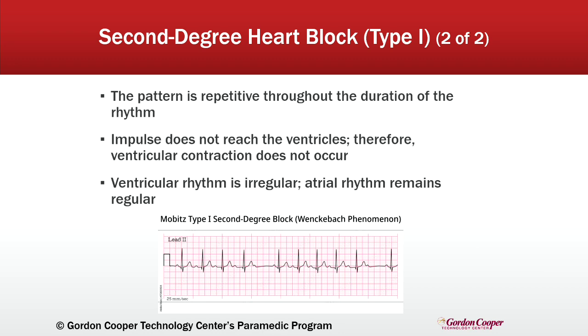Because that impulse is blocked before it can get to the ventricles, the ventricular rhythm becomes irregular, while the atrial rhythm typically remains regular. So the atria keep firing away normally, but the ventricles don't always respond, leading to that irregularity in the ventricular rhythm. So it's like a missed beat or a dropped beat that creates that irregularity. So even though the atrial rhythm stays regular, you'll notice the irregularity in the ventricular rhythm when you're monitoring or looking at the EKG strip. Keeping track of this can help you decide whether the condition requires further intervention.